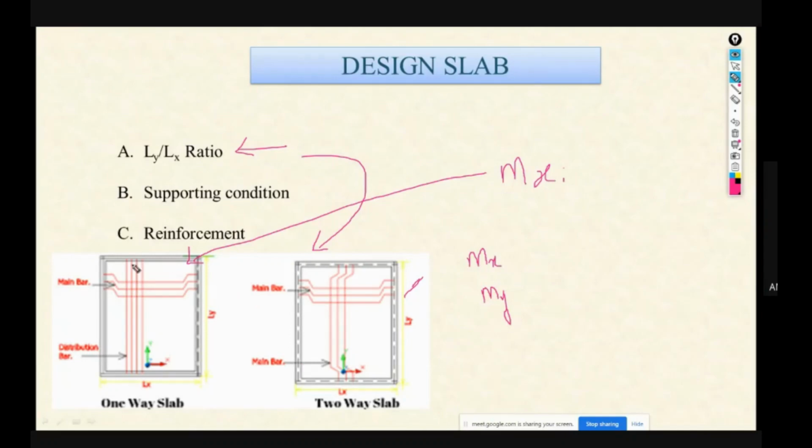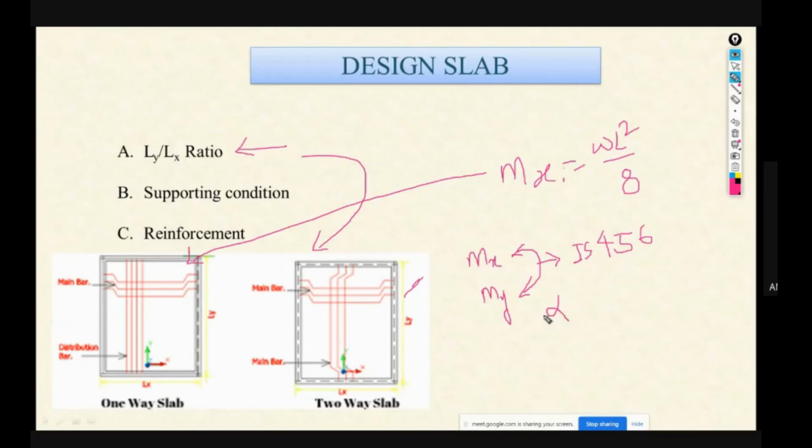While calculating the bending moment for the one way slab, we can use a simple formula, that is WL square by 8, because we consider this slab as a simply supported slab. But while calculating the bending moment for the two-way slab in both directions, MX and MY, we have to follow some guidelines as per IS 456. Some formulas are given in the form of coefficients, and to calculate that particular coefficient, some table is given. So as per that table, we have to calculate the coefficients.